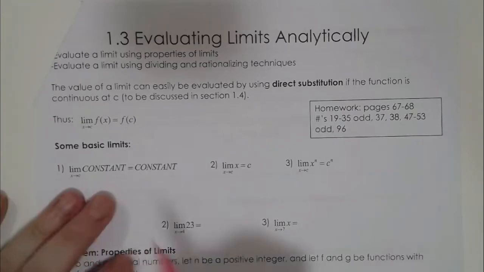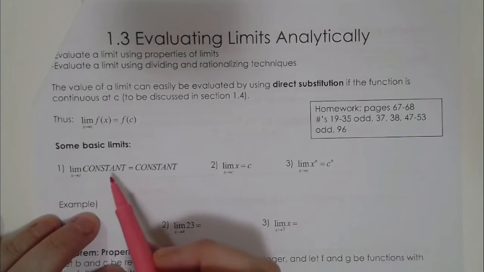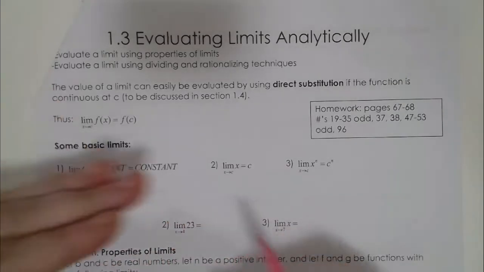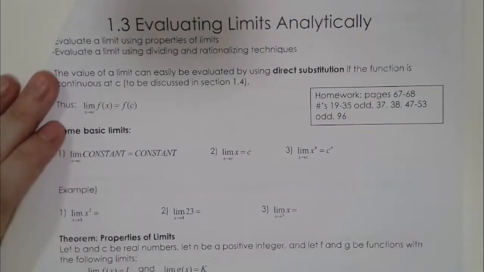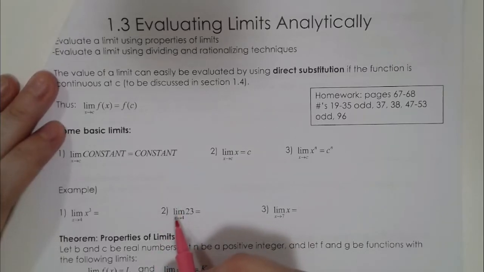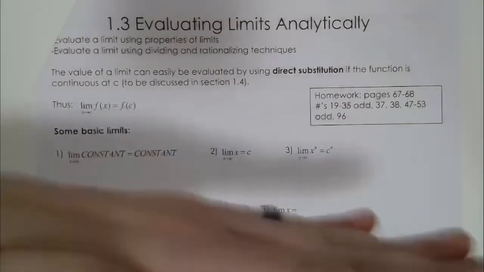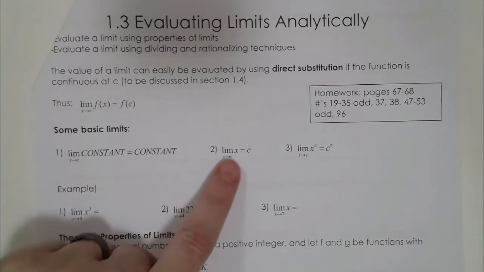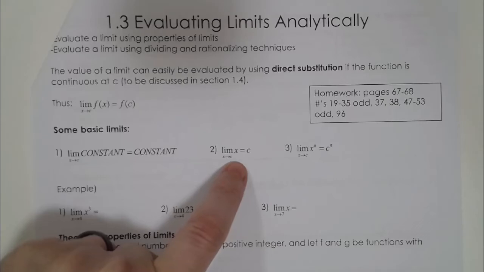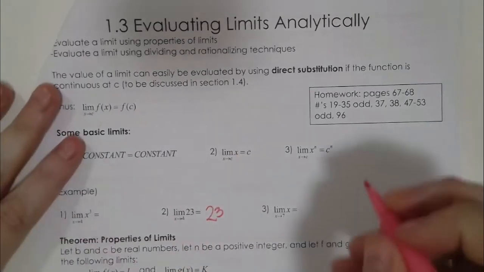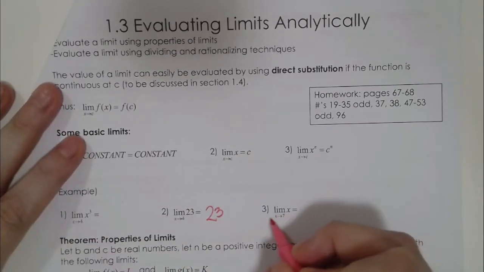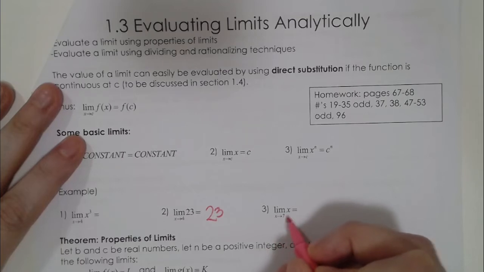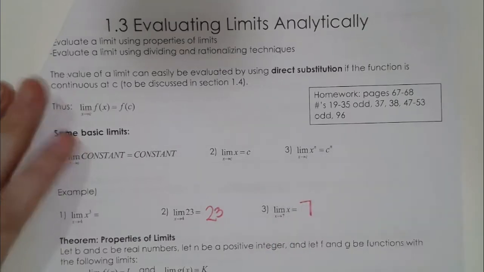So these first couple: the limit of a constant, so the limit of a number equals that number. It's a horizontal line, so it's always going to be that number. An example of this would be number 2 right here. The limit of 23, doesn't matter what it's approaching here, that function is always at 23, so it's going to equal 23. The next one, the limit of x as x approaches c is simply just going to be c, because we're going to substitute c instead of x. So right here, the limit of x as x approaches 7, replace x with 7, and you get 7.